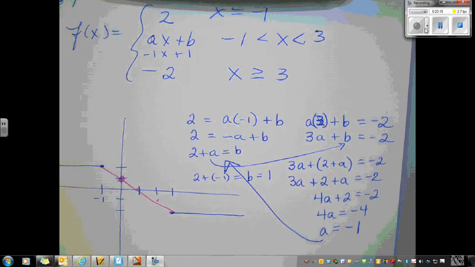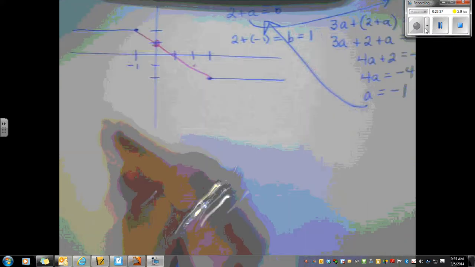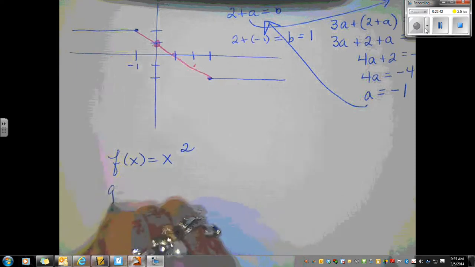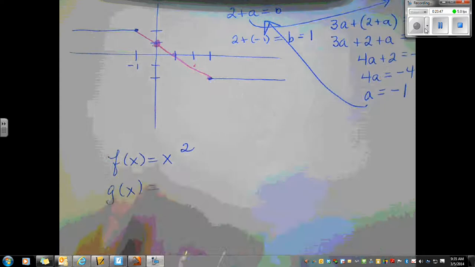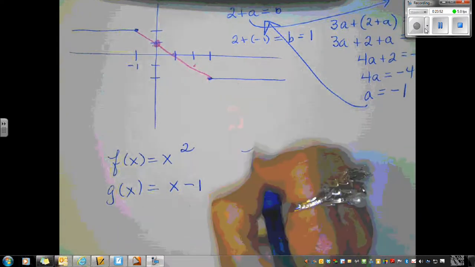All right. Now, what else are we going to be asked to do? Uh-oh. Numbers 69 to 72 say, discuss the continuity of the composite function. Okay. F of x equals x squared. G of x equals x minus 1. Guys, talk about f of g of x.